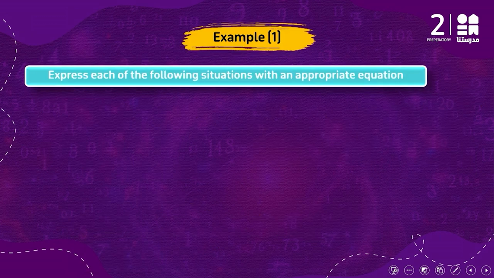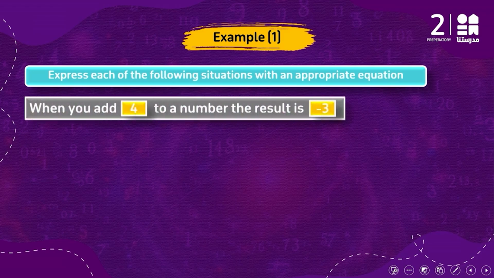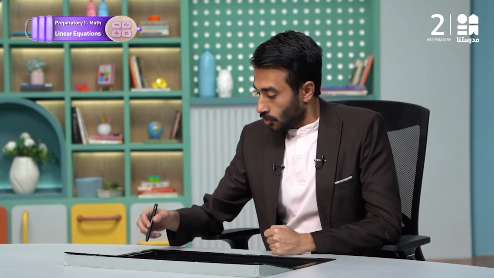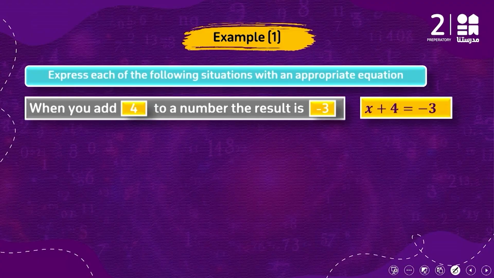Let's solve these questions. We need to express each of the following situations with an appropriate equation. When you add 4 to a number, the result is -3. Adding 4 to a number means 4 plus a number, which is x, equal to -3. 4 added to a number equals, or the result is, -3.